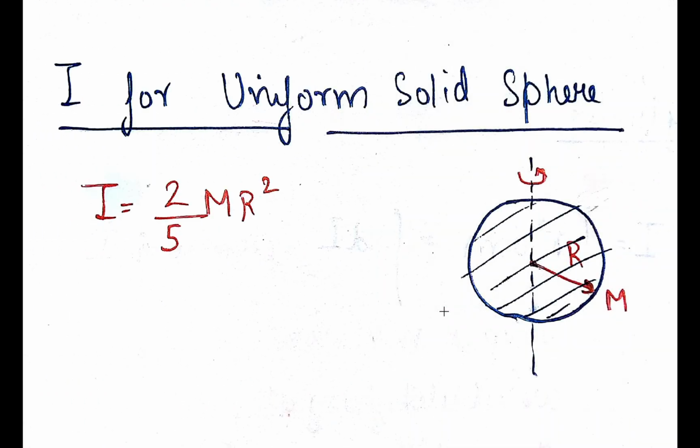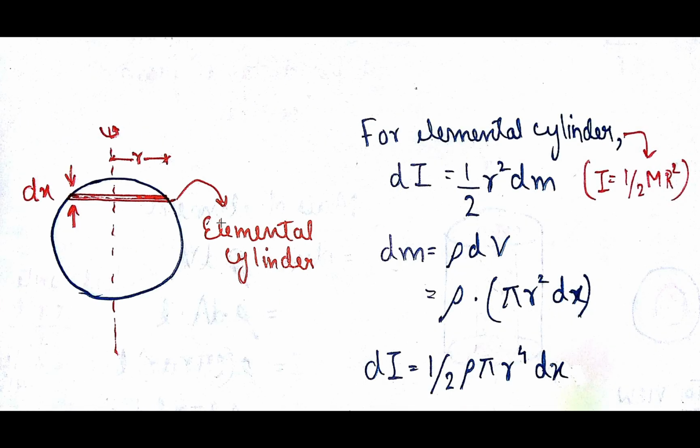Now let's deal with another complicated case, that is the moment of inertia for a uniform solid sphere. You know that for a uniform solid sphere of radius capital R and mass capital M, the moment of inertia will be equal to 2 by 5 MR square. Let's see how we will solve it. Because here the mass is not uniformly distributed or at a fixed distance from the axis of rotation, we have to take the elemental approach again.